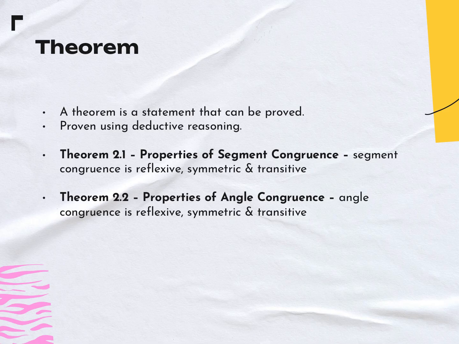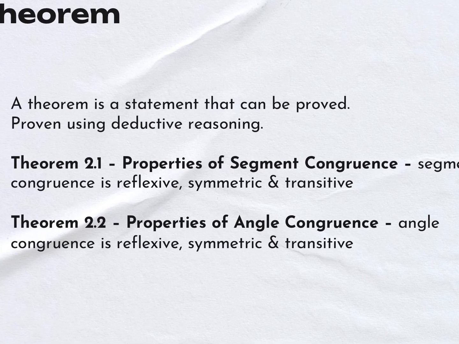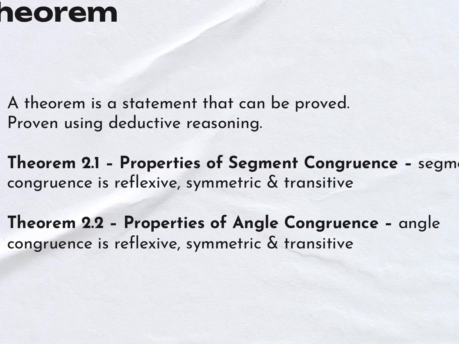So a theorem is a statement that can be proved. You're going to prove theorems using deductive reasoning. The first theorem of this chapter is 2.1. Again, we're not going to memorize the number. You're going to memorize the name or what it states. The first one is called properties of segment congruence. And we can use all of those same properties of equality that we talked about: reflexive, symmetric, and transitive. And now we can apply them with a congruent symbol.